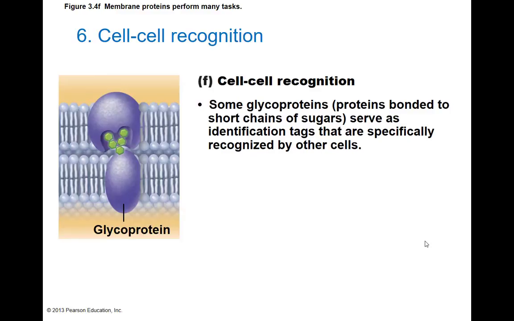And so once this cell wants to attach to some kind of cell, it can recognize that cell based on the structure of the carbohydrate attached to the protein. And then it's like, you're the cell I need to attach to, and it'll stick to it. So they can recognize each other based on these little carbohydrates stuck to the proteins.